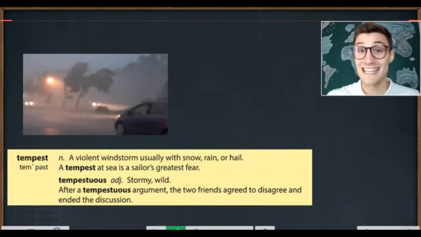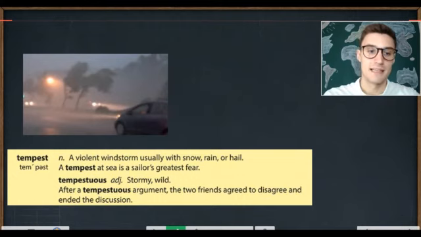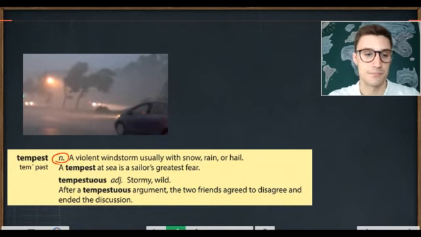The next word is tempest. Tempest is the name of a violent windstorm, usually with snow, rain or hail. A tempest at sea is a sailor's greatest fear.